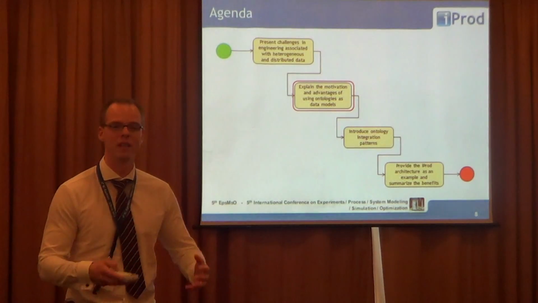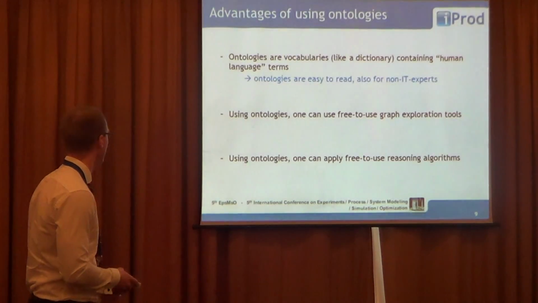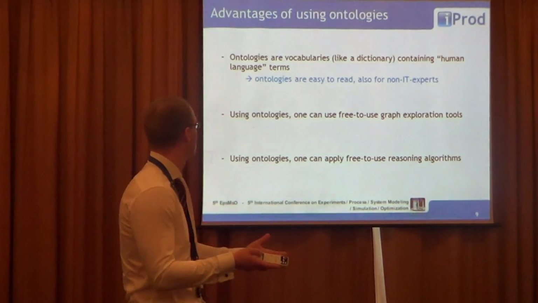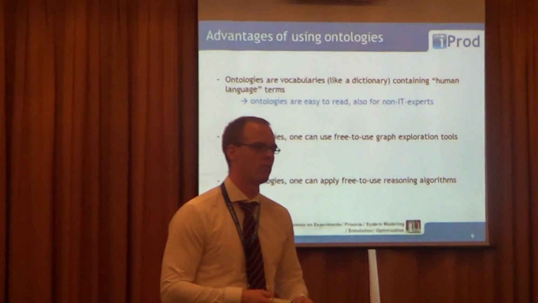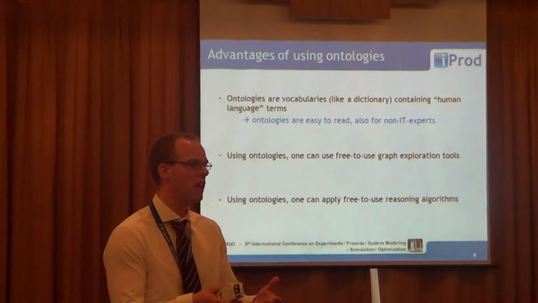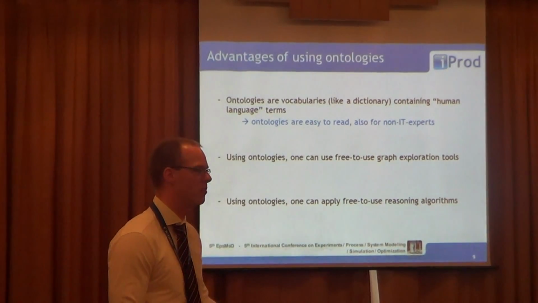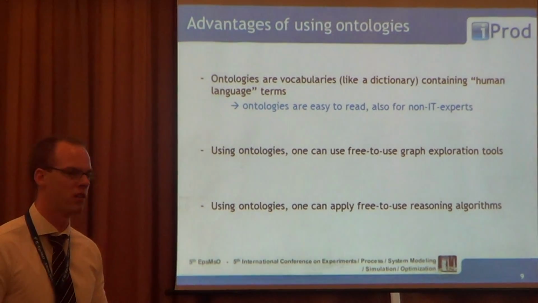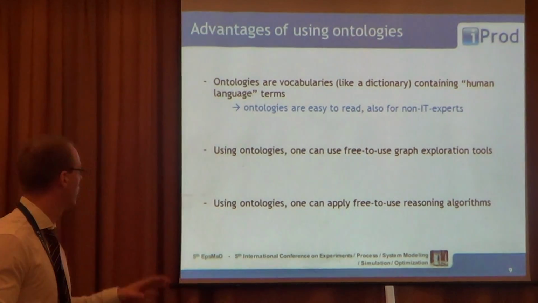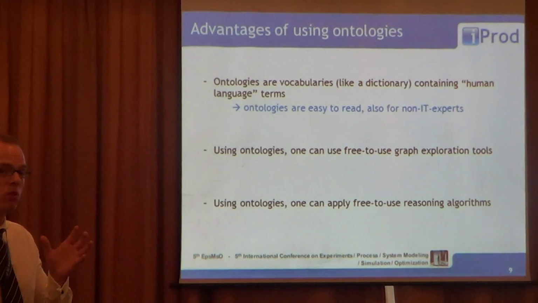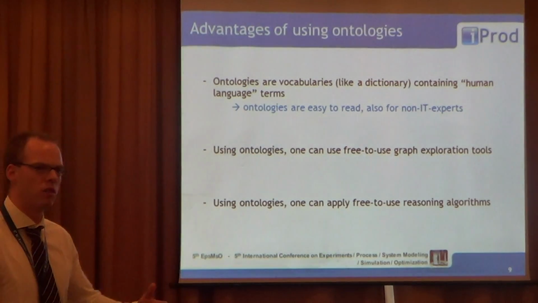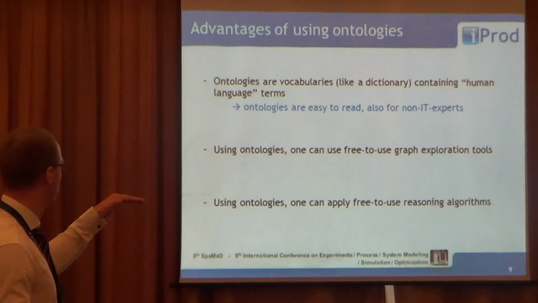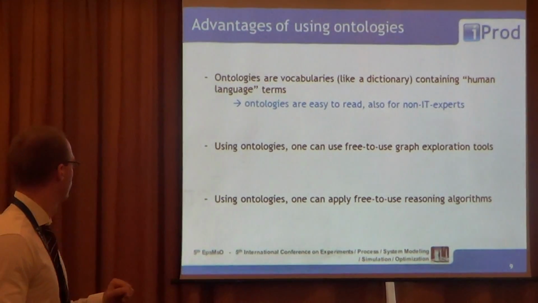So, why do we use ontologies? First of all, ontologies are vocabularies, like a dictionary, and they are usually written in human language. So if you look into a database, often you will find cryptic names for tables that no normal user will ever understand. Here, from the beginning on, we create data models that are easy to read, also for non-experts. I will not go into that in much detail. The next examples are much more interesting.